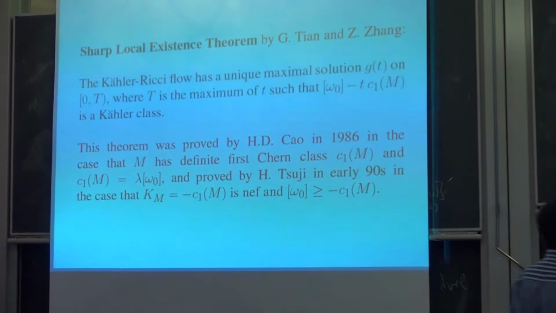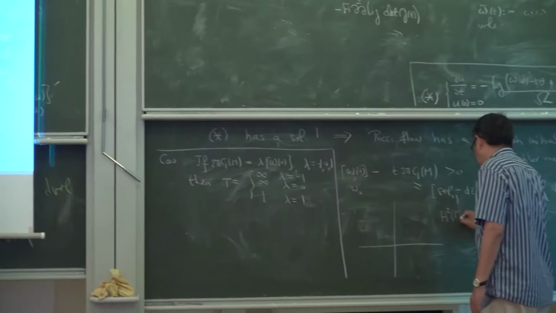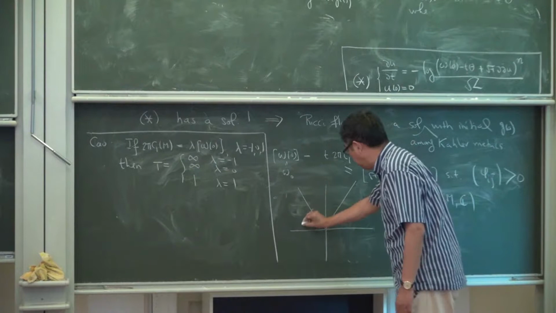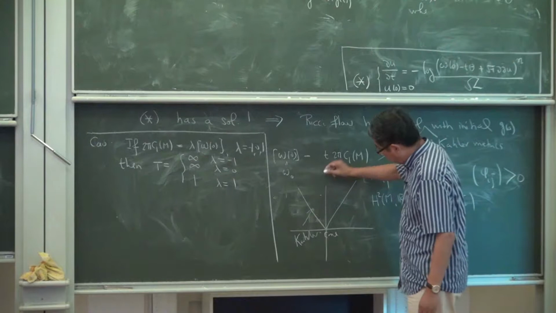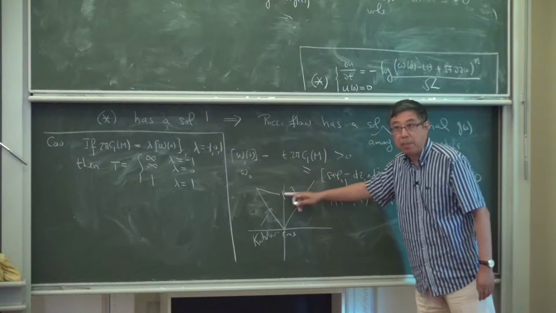Or some people can say you can draw the picture. Suppose this is your H2, H2 of M, R, and H^{1,1} of M, C, and you have a Kahler cone. So this is the Kahler cone. That means all these cohomology classes can be represented by some positive form. Then your flow, starting from omega 0 here, goes in this direction, which is pointed by the first Chern class. Okay? If you touch the boundary, then your flow stops.